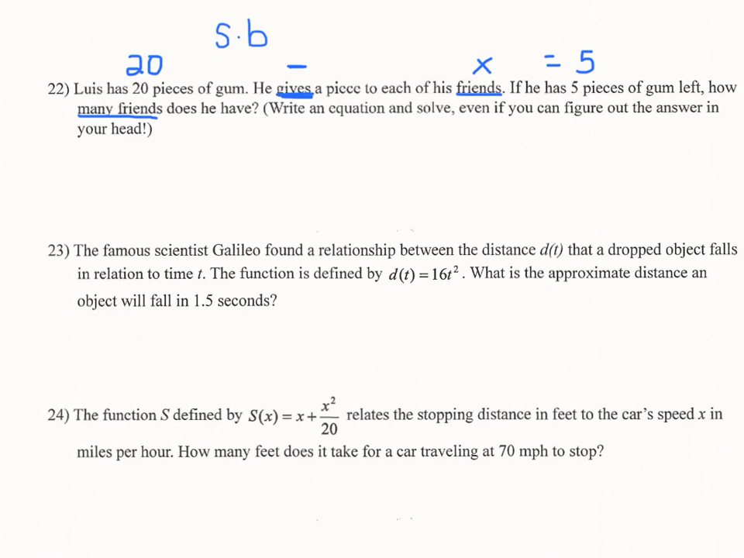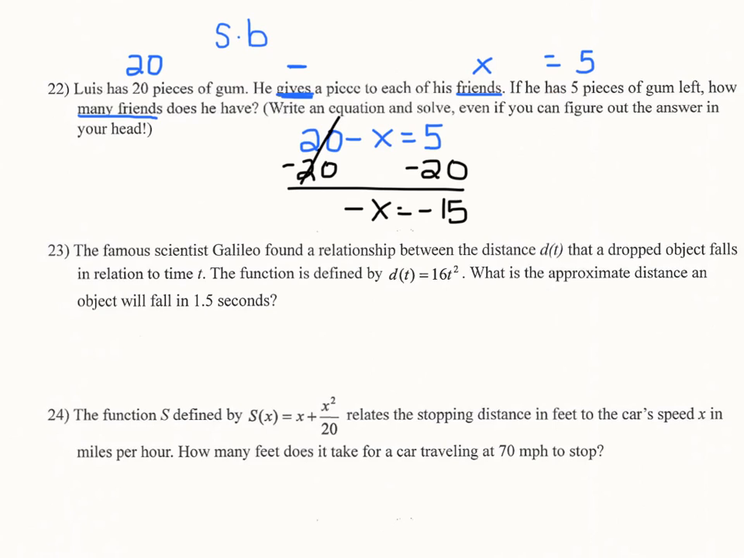Okay, so the equation I'm really trying to solve is 20 minus x equals 5. Now, lots of you, again, I know, can solve that in your head. But what I really want to see is that you can write an equation for that. So I would subtract 20, and I end up with -x equals -15. So if -x equals -15, then x would just equal 15. Okay, so he has 15 friends. I guess I should specify that.